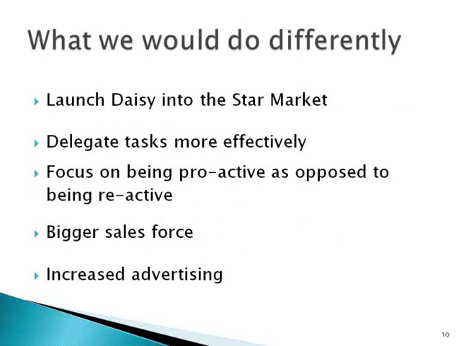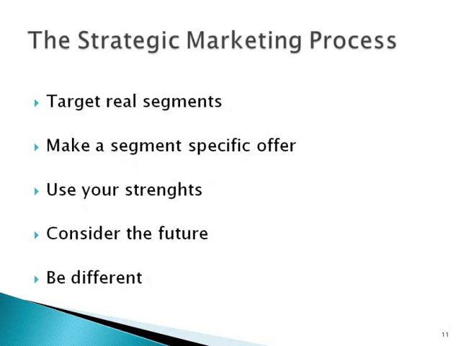Things that we would do differently are that we would launch Daisy into the star market. We would delegate tasks more effectively within our group. We would focus on being proactive as opposed to being reactive, as we found ourselves being market followers for much of the simulation, and we would aim to be market leaders. We would also employ a larger sales force, as it was not until the latter weeks that we saw the benefit of this. Finally, we would reprioritise our advertising budget in that we would allocate more money to it from the onset.